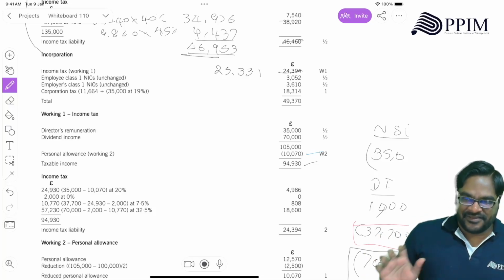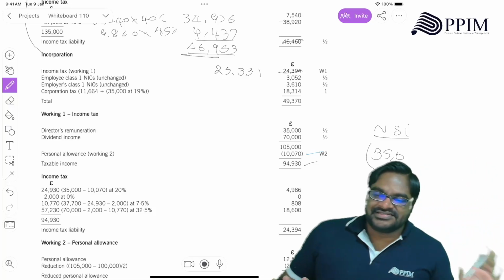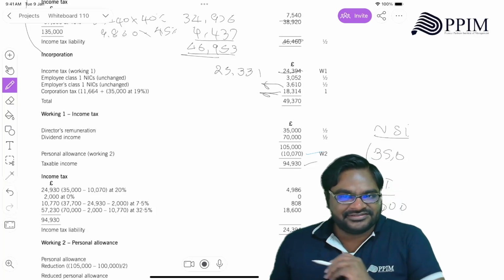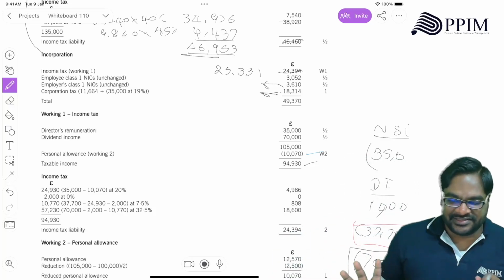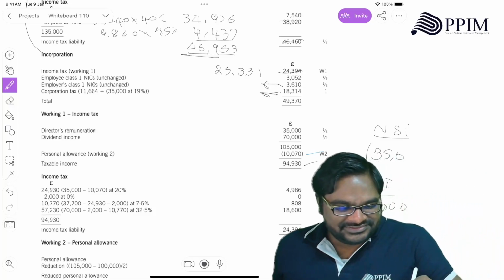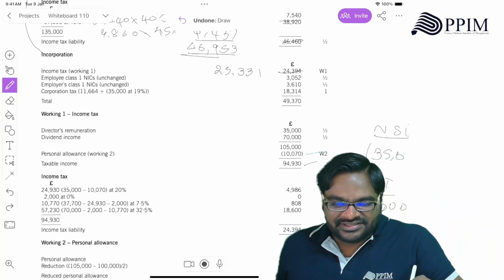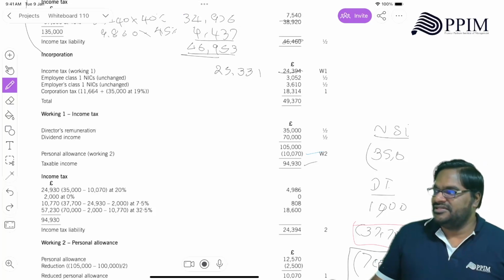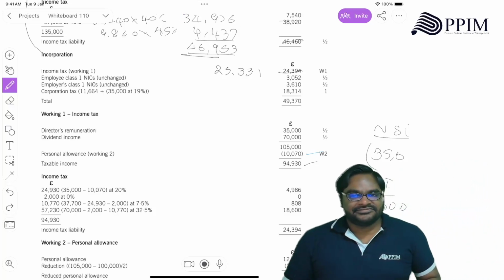Clear? Okay. So I am doing this based on the same assumption now. The same two figures I am taking, assuming those are correct for NIC. You good? Then only the corporation tax I need to think about. So corporation tax, what will happen?